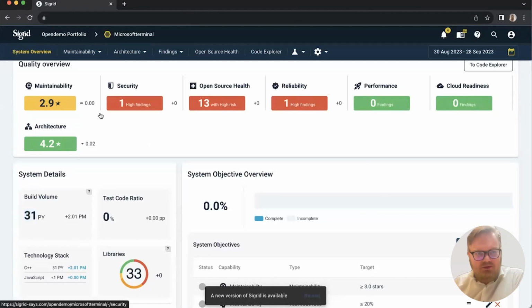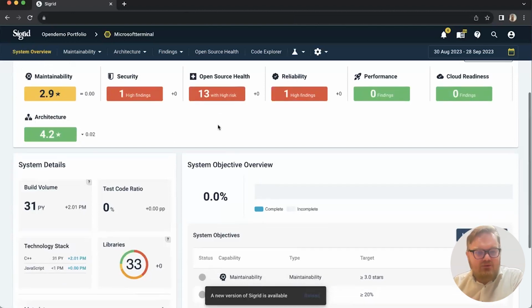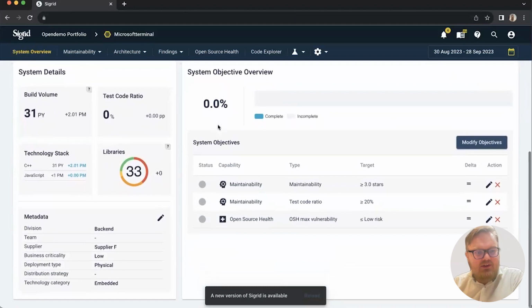But let's look into what we're seeing here. This is a quality overview, just the maintainability rating, the security rating, the open source health. Scrolling slowly down, here you can see the metadata that has been filled in. So we know that this is not a very important system. The business criticality is low. The deployment type is physical, so there's no remote access to the system. And the lifecycle phase is initial development.